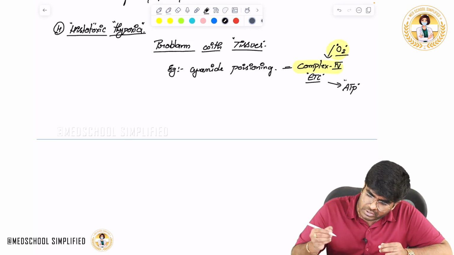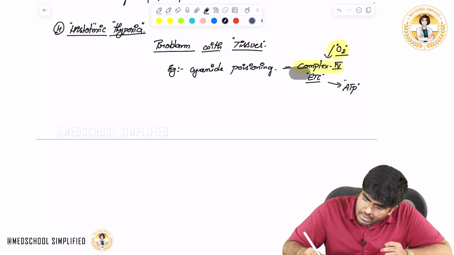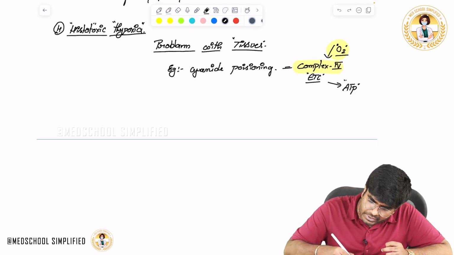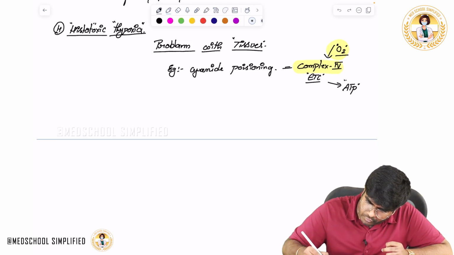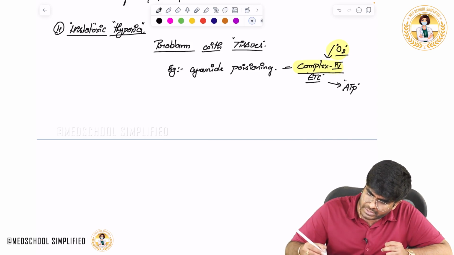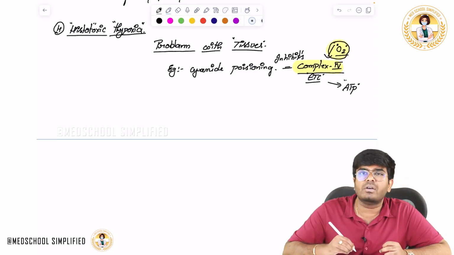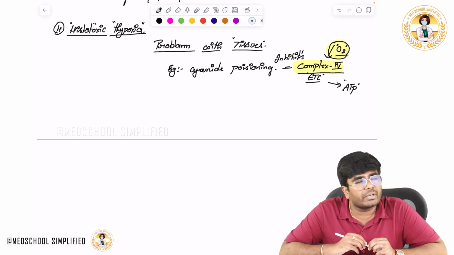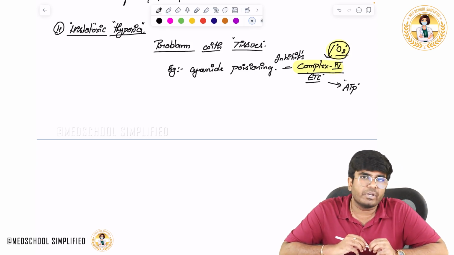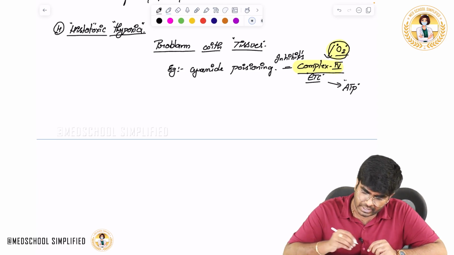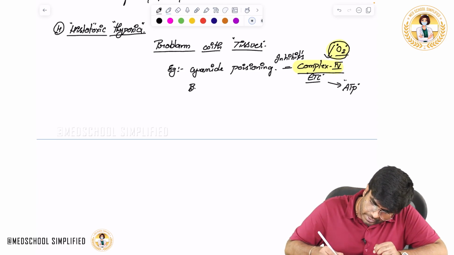Now in histotoxic hypoxia, complex number 4 is inhibited, it's not functioning. Cyanide poisoning inhibits complex number 4. So can you use this oxygen? You can't use the oxygen. Oxygen is there in the blood, but your tissues are unable to use it. That's why histotoxic hypoxia.